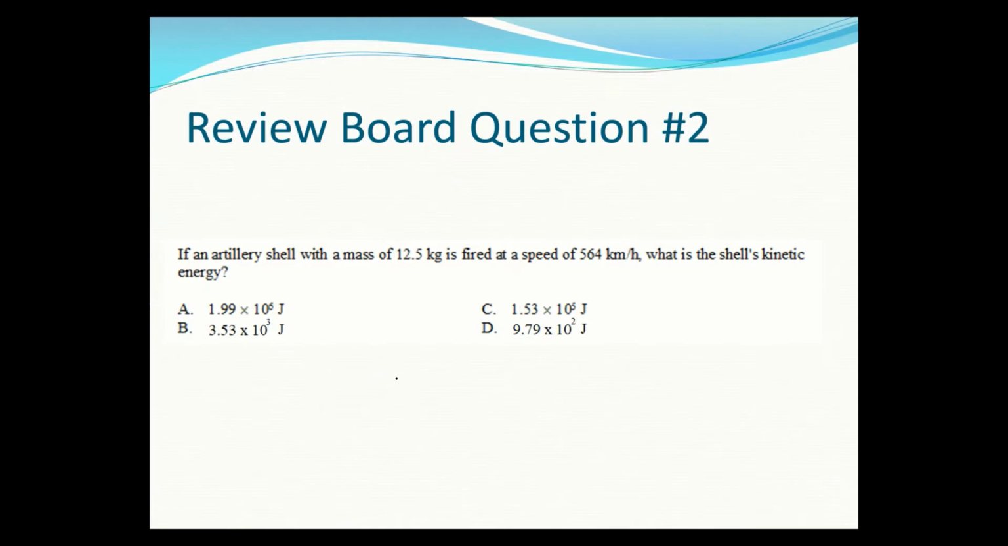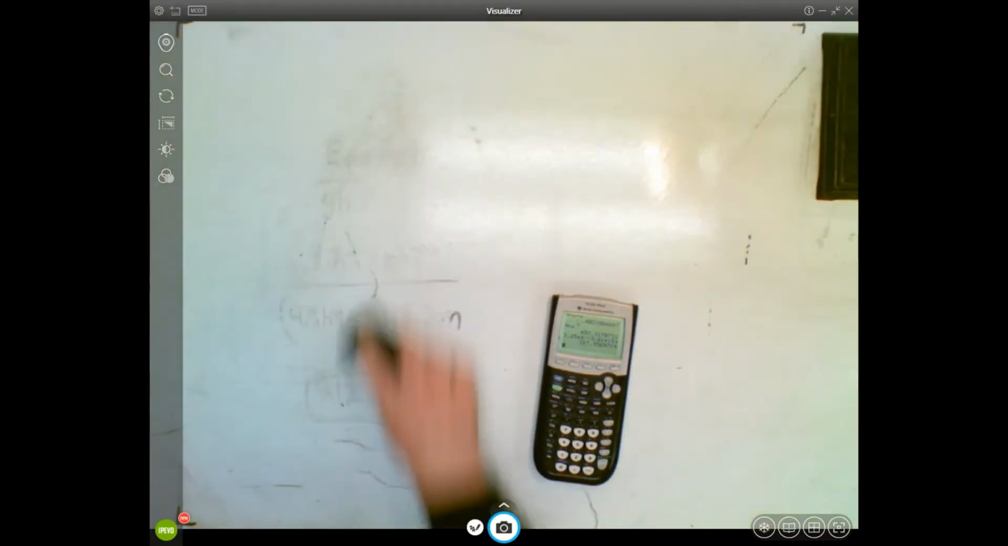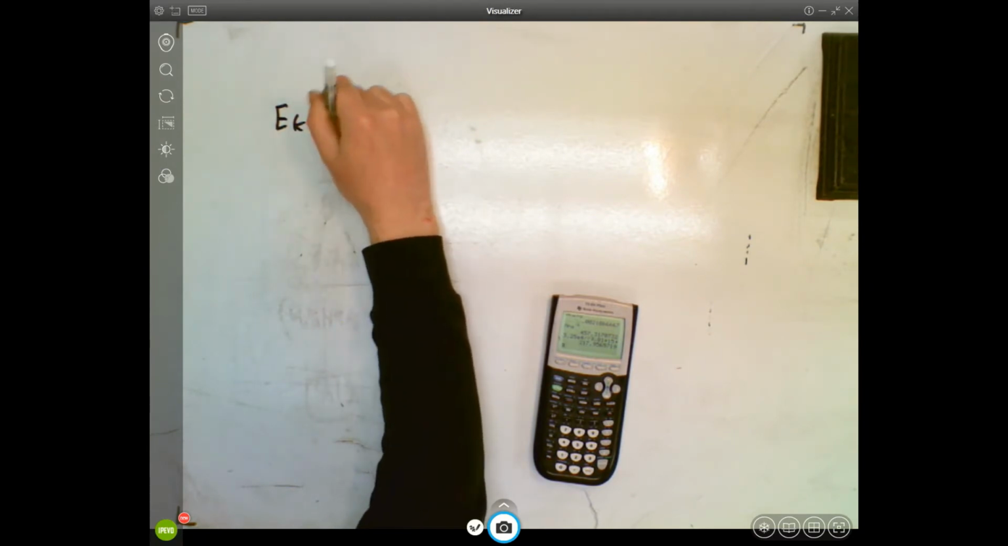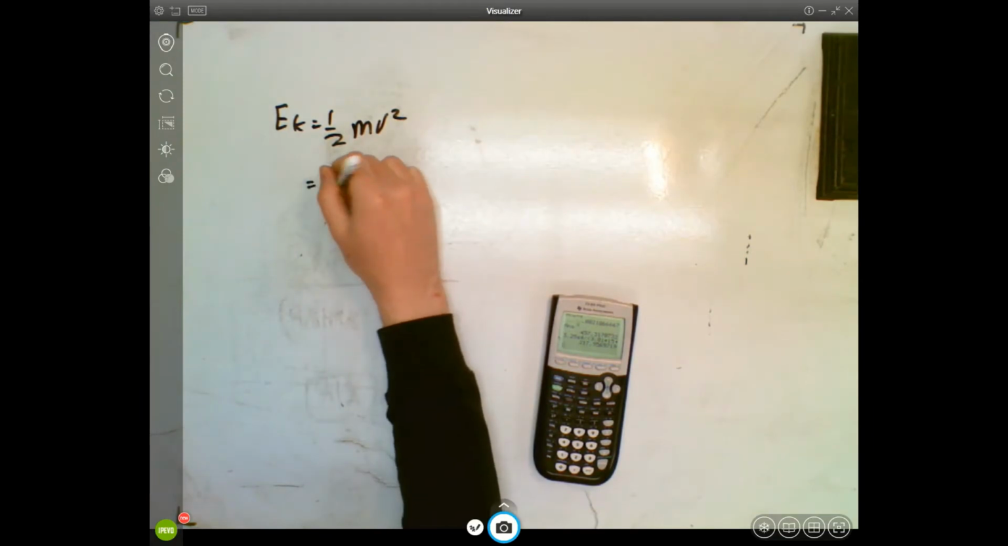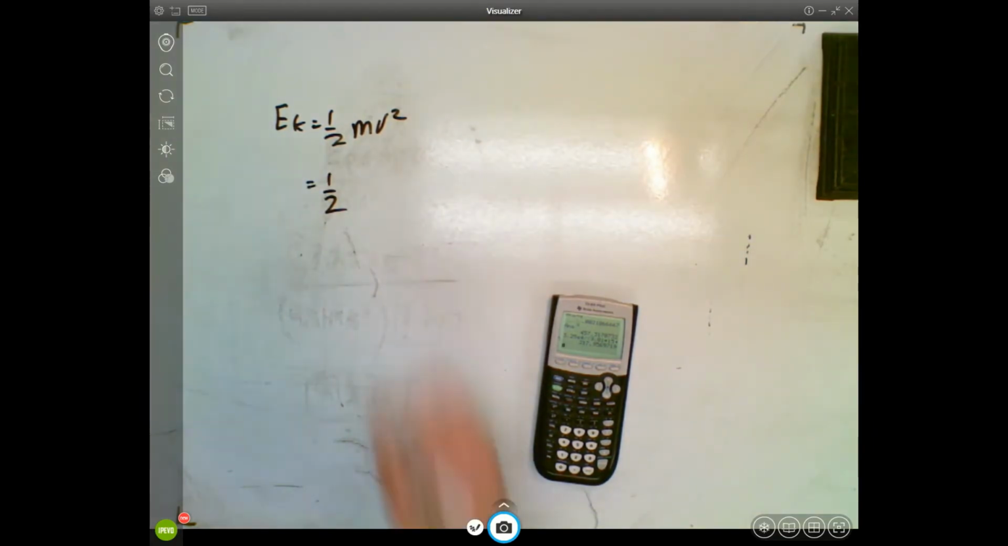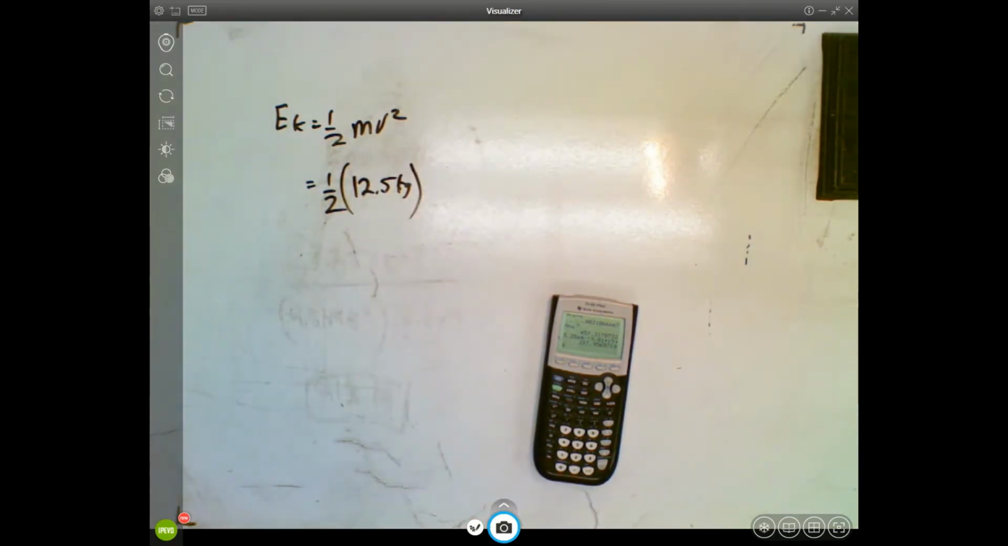An artillery shell with a mass of 12.5 kilograms is fired at a speed of 564 kilometers an hour. Find the shell's kinetic energy. Okay, so I'll do this one as well. So we'll use our kinetic energy formula. EK equals 1/2 mv squared. So 1/2 times the mass of our artillery shell, 12.5 kilograms. And it's going at a speed of 564 kilometers an hour.